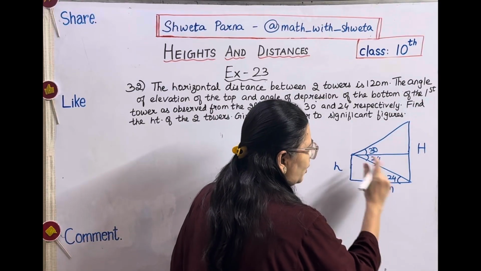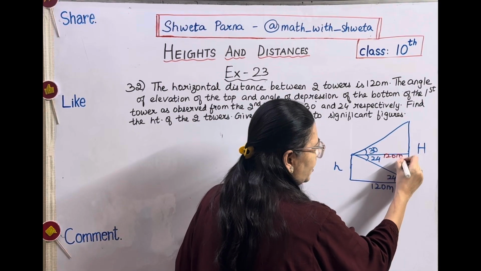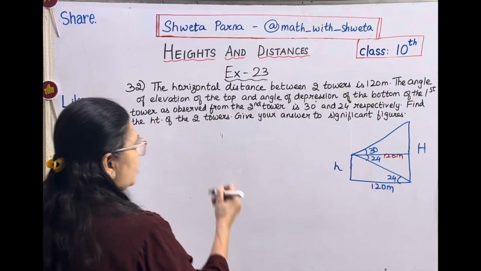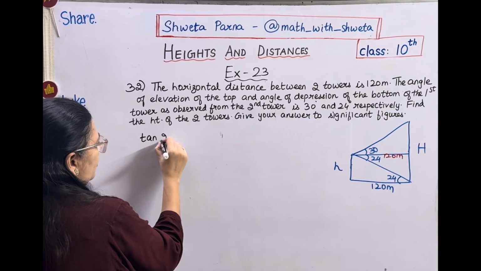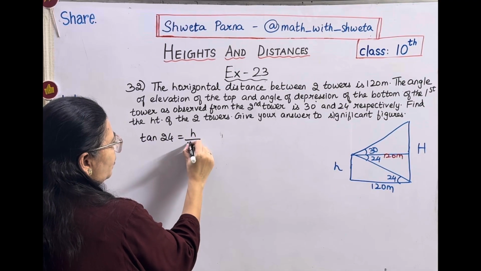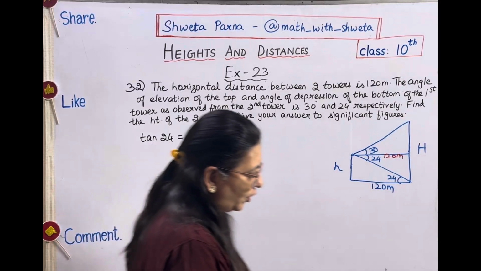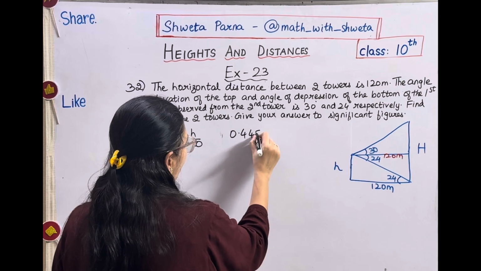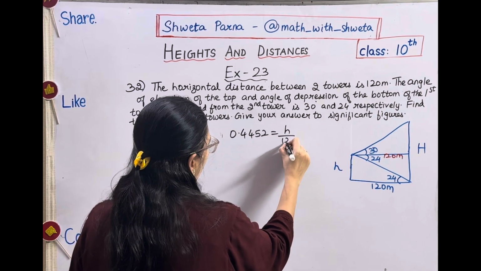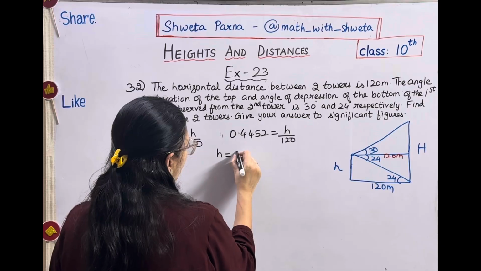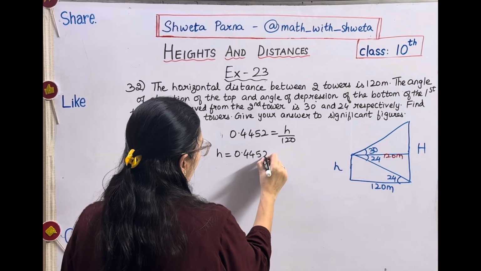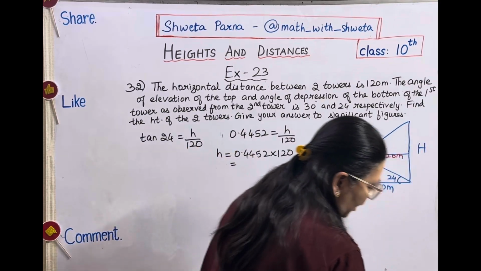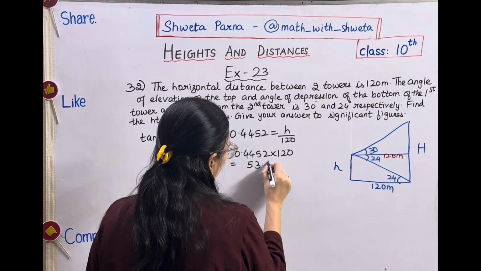Now if this is 120, even this will become 120 meter. Correct? Now let's find it. So first one we will take tan 24 is equal to h upon 120. What is the value for tan 24? Tan 24 is 0.4452 is equal to h upon 120. So h is equal to 0.4452 into 120. You will get the smaller height. So smaller height you will get it as 53.4 meter.